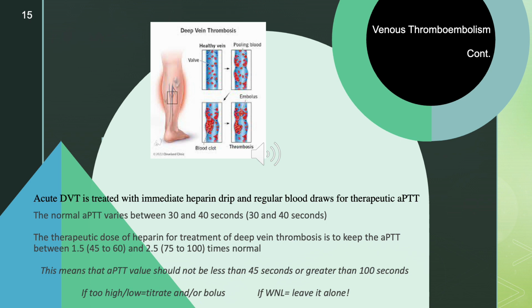After you've done that twice and you're still therapeutic, all you have to do is a blood draw every morning versus every 6 hours. Until you get a therapeutic level, you're going to be doing blood draws every 6 hours. They need to know that.